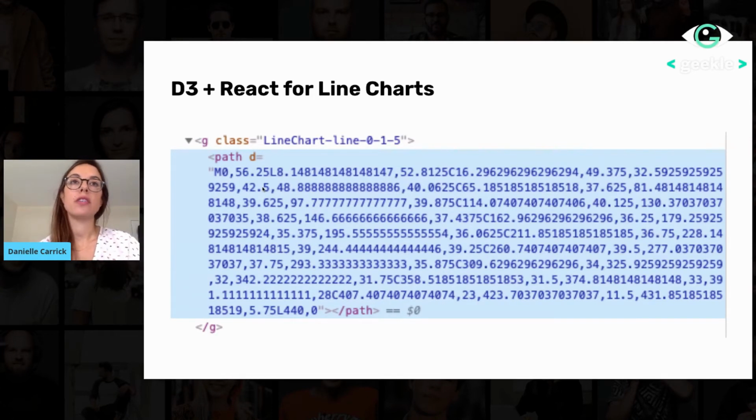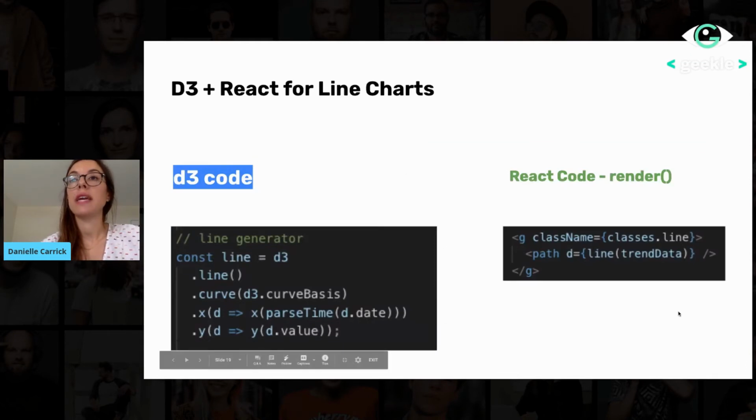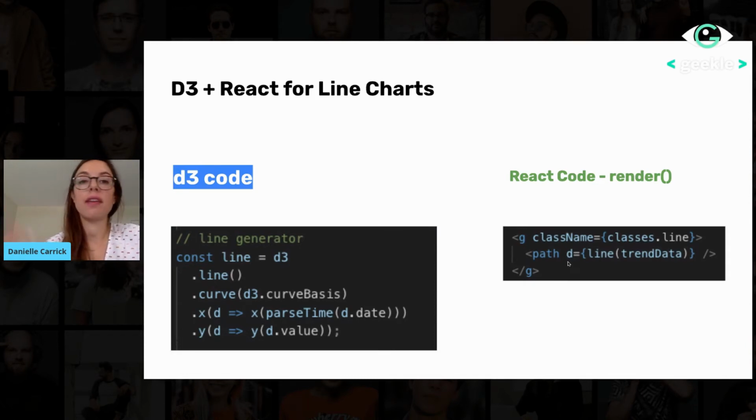So imagine trying to do that yourself, programmatically telling the path where to start, where the next point should be, where the next point should be, where the next point should be. It's very, very handy to have D3 do that calculation for us. So then all we have to do is pass the output of that function to the d value in the path, and voila, we have a line.